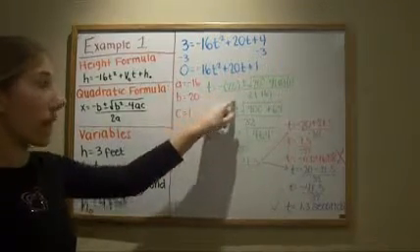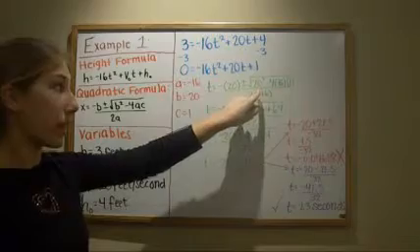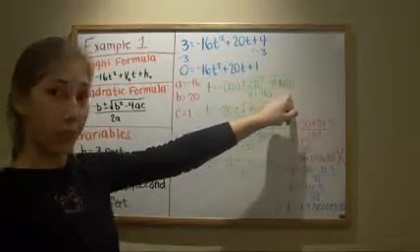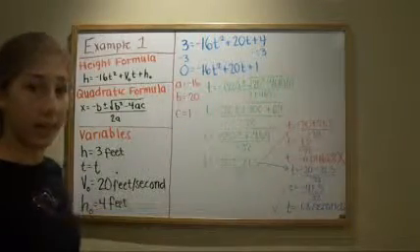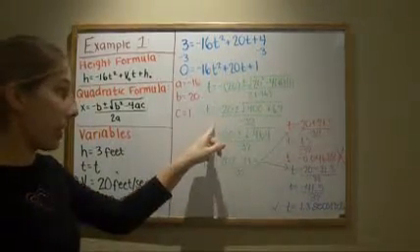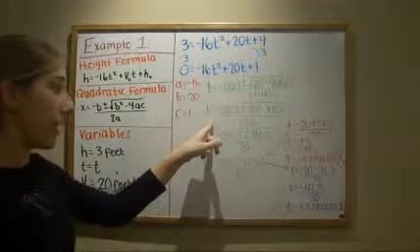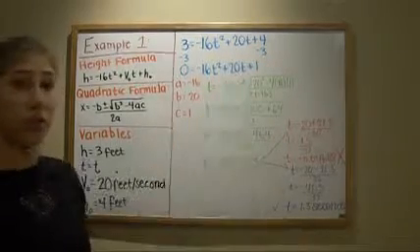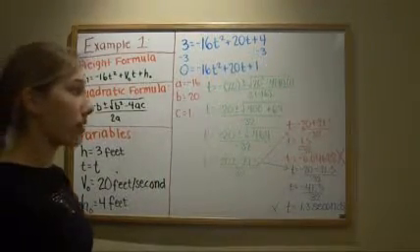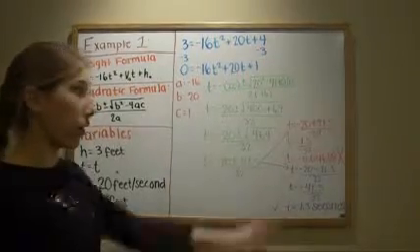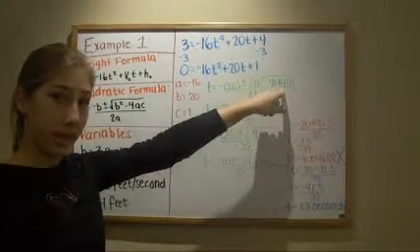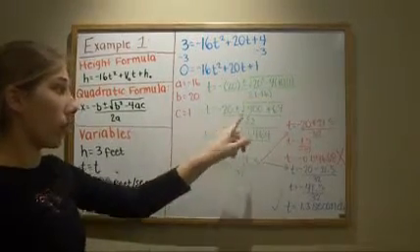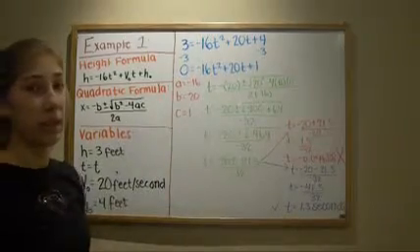So t equals negative 20 plus or minus the square root of 20 squared minus 4 times negative 16 times 1 all over 2 times negative 16. Now you have to simplify. t equals negative 20 plus or minus the square root of 400, because 20 squared is 400, plus 64, because negative 4 times negative 16 is 64, times 1 is still 64, all over 2 times negative 16, which is negative 32.